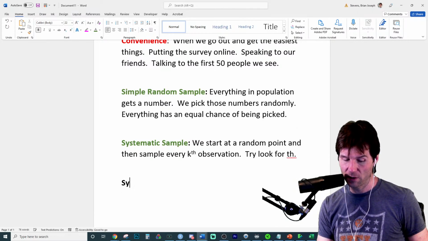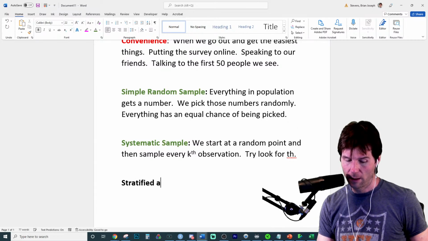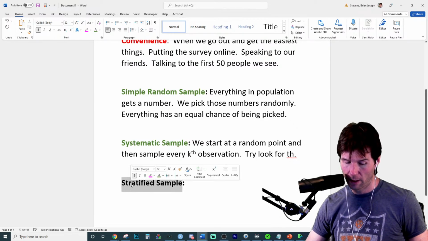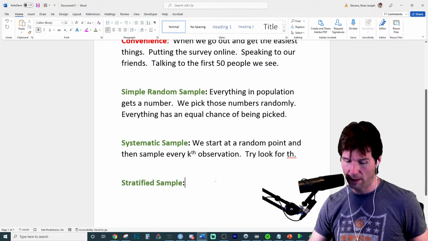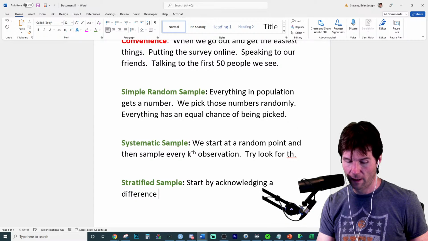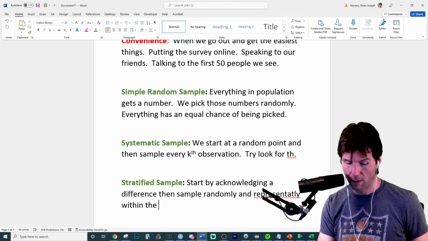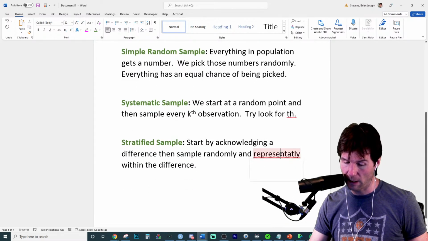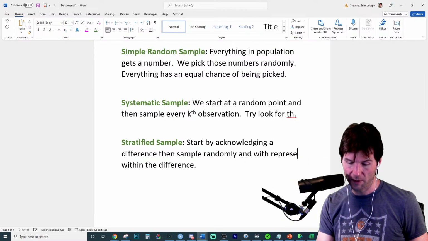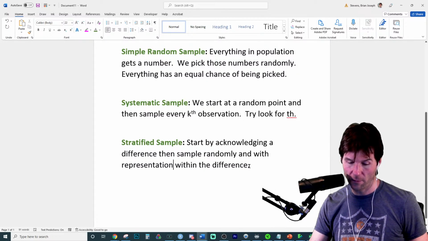Next, we get into the tough ones, which are stratified sampling. Now, we did some really good examples earlier. This is: start by acknowledging a difference, then sample randomly and representatively within the difference, with representation for the difference.